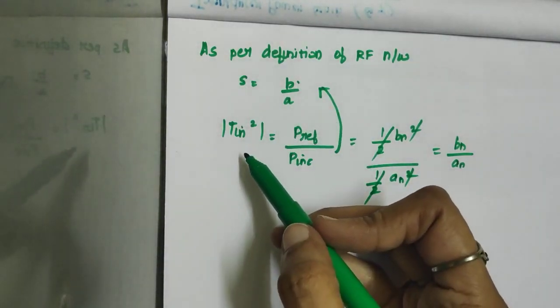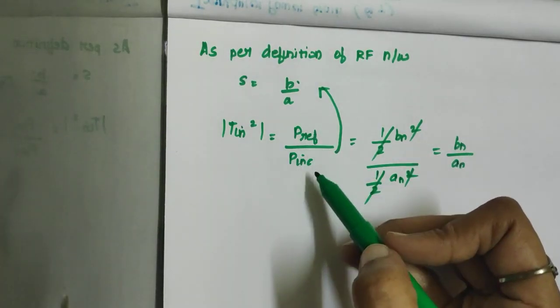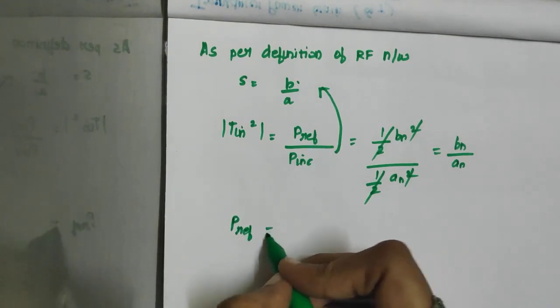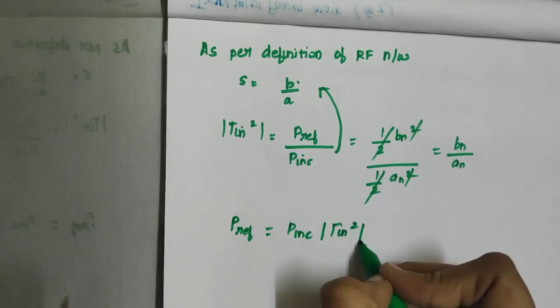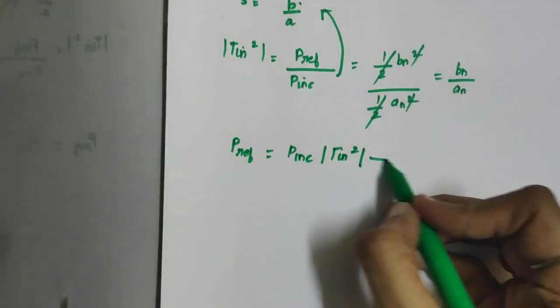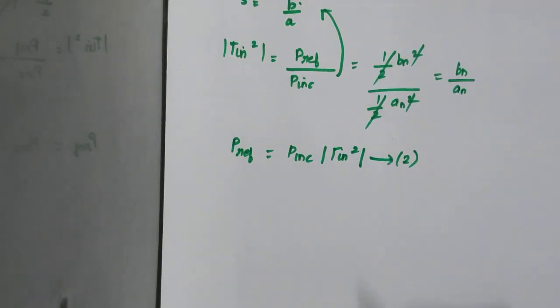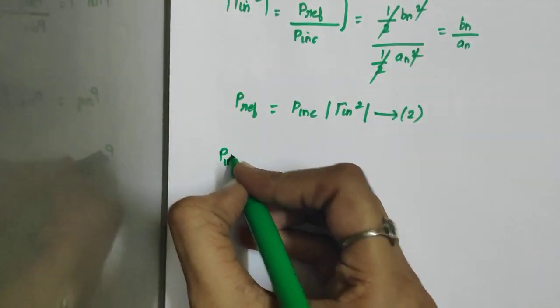So as per the definition of RF networks, mod of tau n square is equal to the reflected power divided by the incident power. So from this we can write the reflected power is equal to P incident into mod of tau n square. We'll have this as equation number 2. Now what is the definition for the transducer power gain? It is a ratio of power delivered to the load by actual power at the source. So to calculate the actual power, first let us calculate what might be the input power.